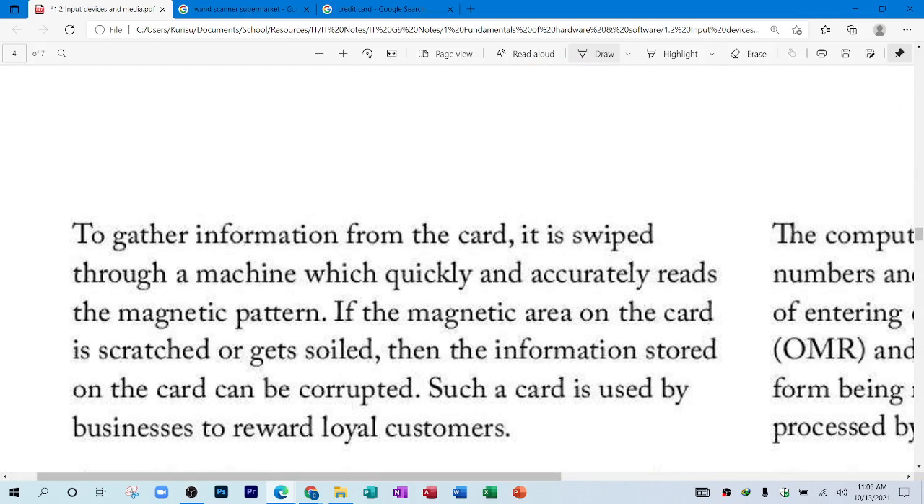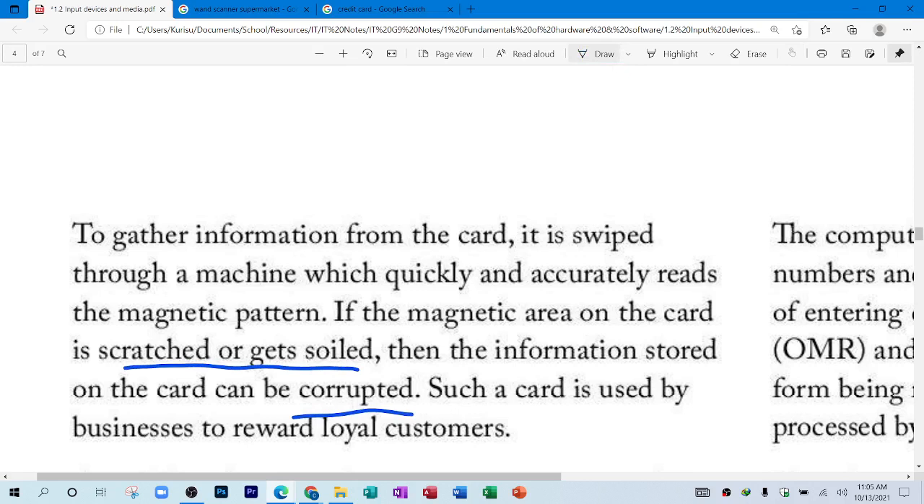All right, Italy, you can continue with the other paragraph. To gather information from the card, it is swiped through a machine which quickly and accurately reads the magnetic pattern. If the magnetic area on the card is scratched or gets soiled, then the information stored on the card can be corrupted. Such a card is used by businesses to reward loyal customers.